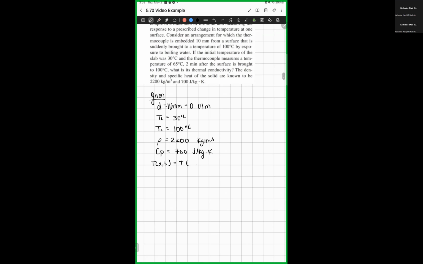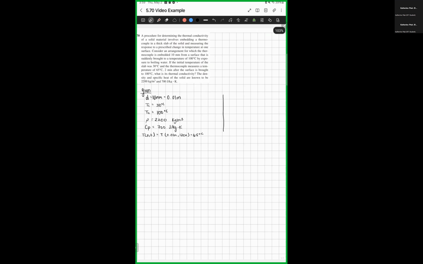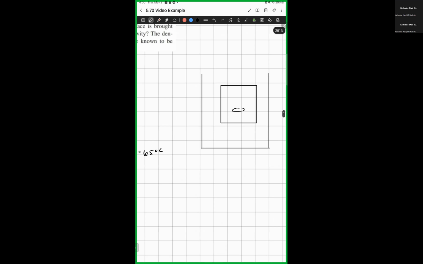And then we know that T at x equals 0.01 meter at 120 seconds equals 65 degrees Celsius. This is where the thermocouple is. So just to give a little picture of what we're looking at, this is how I'm picturing it. And then we have a little thermocouple. This distance is that 0.01 meter. That is the thermocouple, and then this is boiling water.